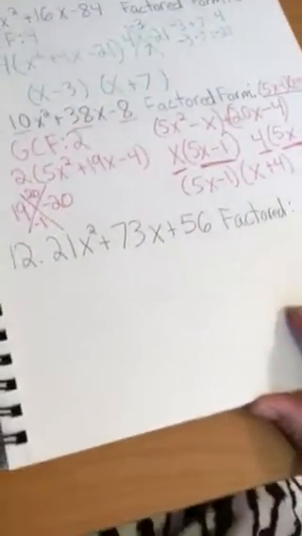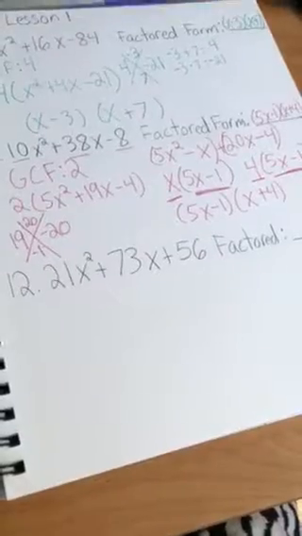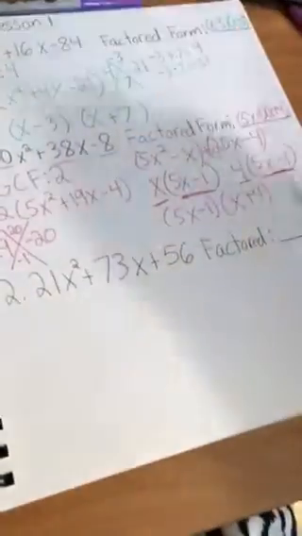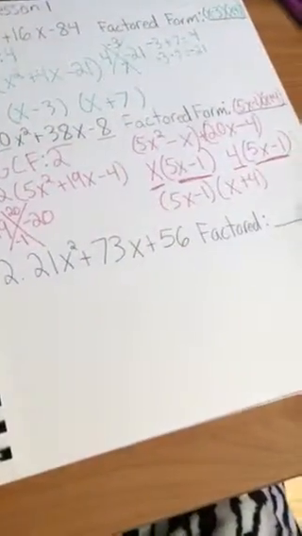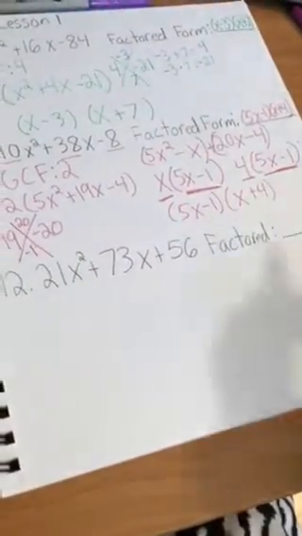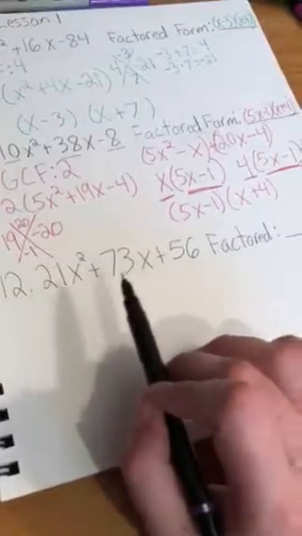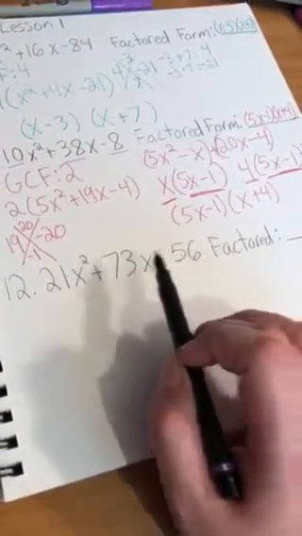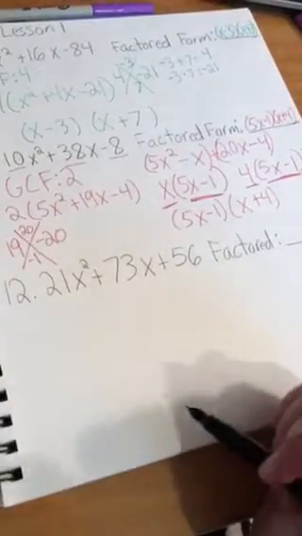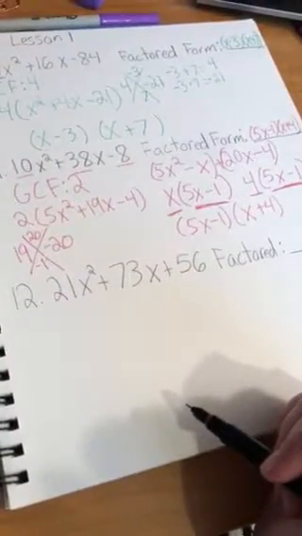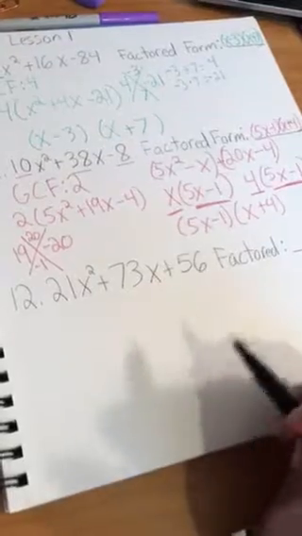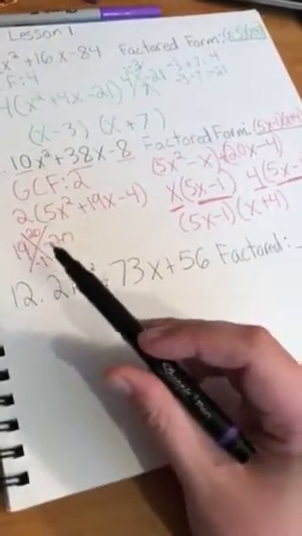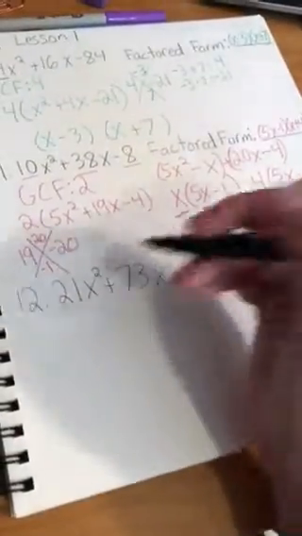Now for number 12. Number 12, again, is very similar. We want to make sure that there is no greatest common factor. So we have 21, 73, and 56. Pause the video to see if you can find a greatest common factor. In this one, there's no greatest common factor. So we jump to the big X method to begin with.